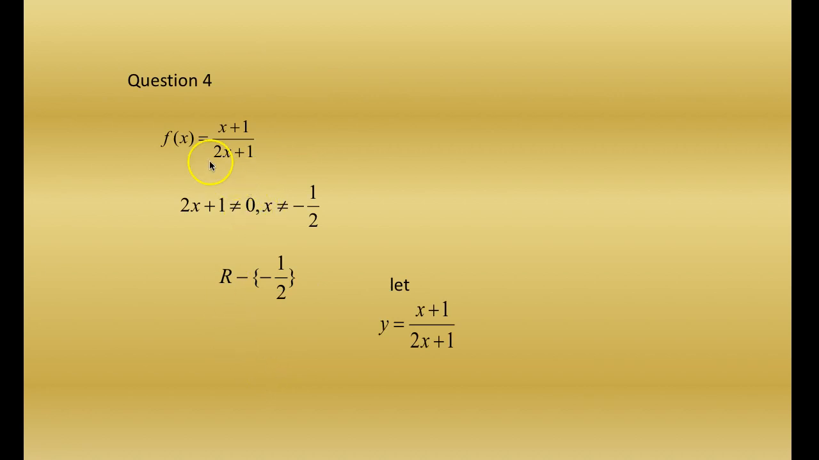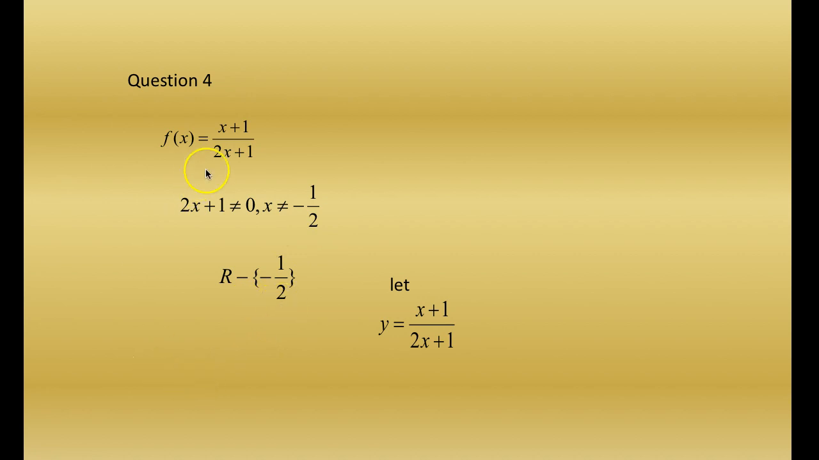Question 4. f(x) equal to x plus 1 by 2x plus 1. To find the domain, the denominator 2x plus 1 cannot be equal to 0. So x cannot be equal to minus half. So your domain is R minus minus half.